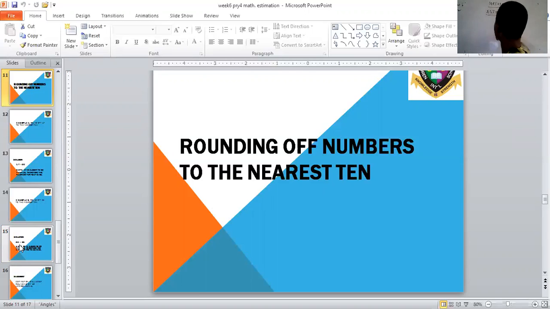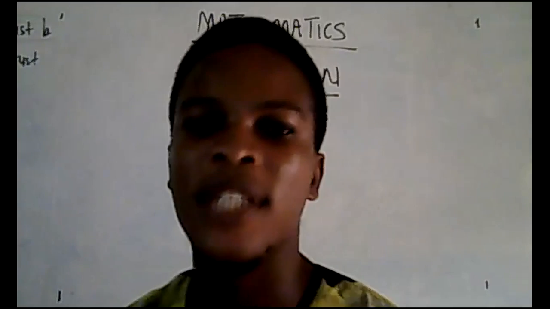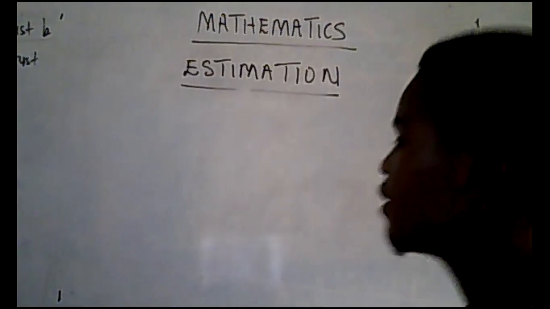Now, let's look at the examples we have. Example 1 says, round off 17 to the nearest 10. How do we round off 17 to the nearest 10? We can round off 17 to the nearest 10 by what?